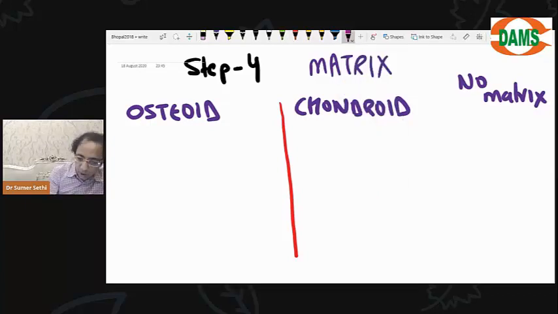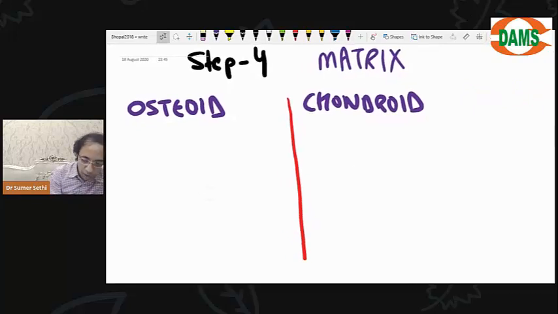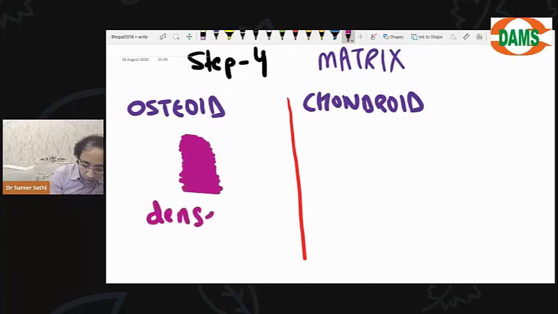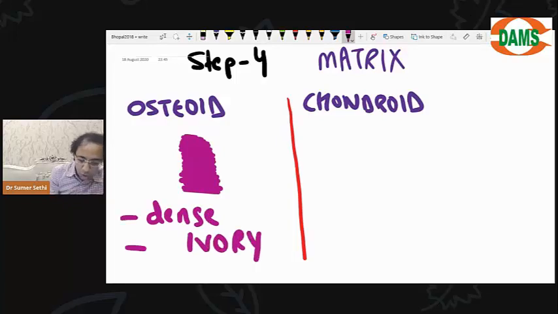If a tumor is producing osteoid, listen to me, osteoid बना रहा है तो क्या होगा? On osteoid, the mineral will be laid down in a dense ivory-like manner. Osteoid के ऊपर जो मिनरल जमा होगा, it will be dense ivory-like manner. Okay, ट्यूमर में मैट्रिक्स देखना है. ट्यूमर जहां बोन को डिस्ट्रॉय कर रहा है, उसके अंदर ग्राउंड सब्सटेंस को मैट्रिक्स कहेंगे.